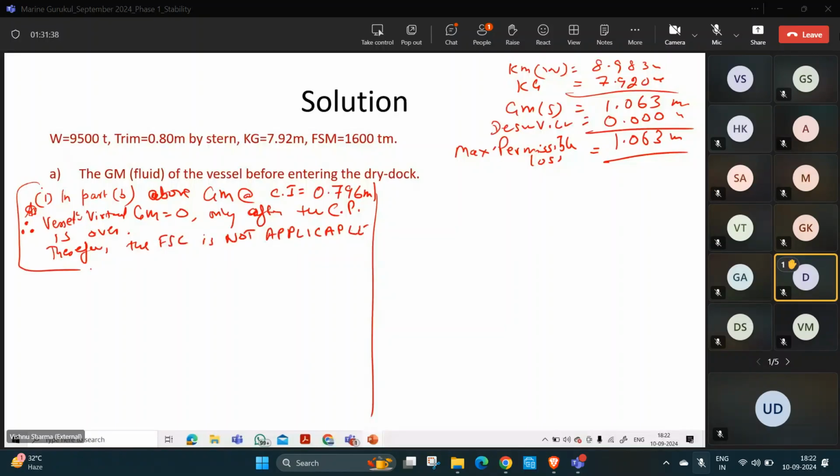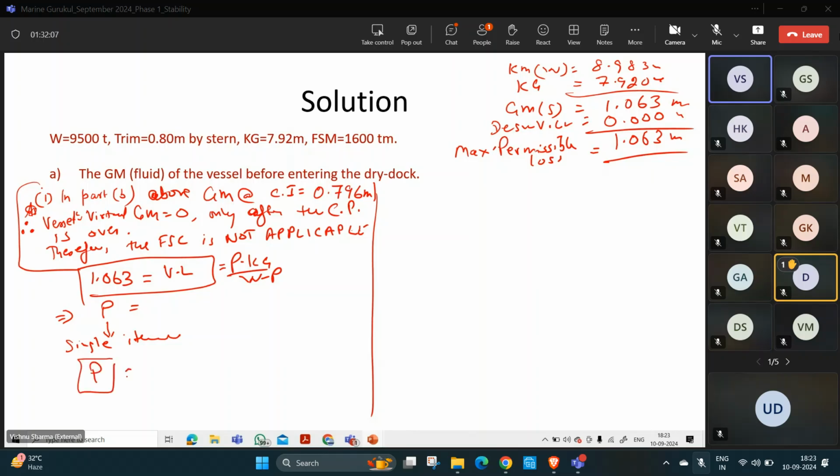Then what will happen? This 1.063 that you have to lose will be only lost on account of virtual loss. Am I right, beta? Yes, sir. Okay. And you will get some P. And virtual loss will be P into KG upon W minus P. It will give you some P. Then you will improve this P by single iteration. And you will get the value of P, which you will use for the final closure of the question. Correct, beta? Am I right, class? Yes or no? Yes, sir.